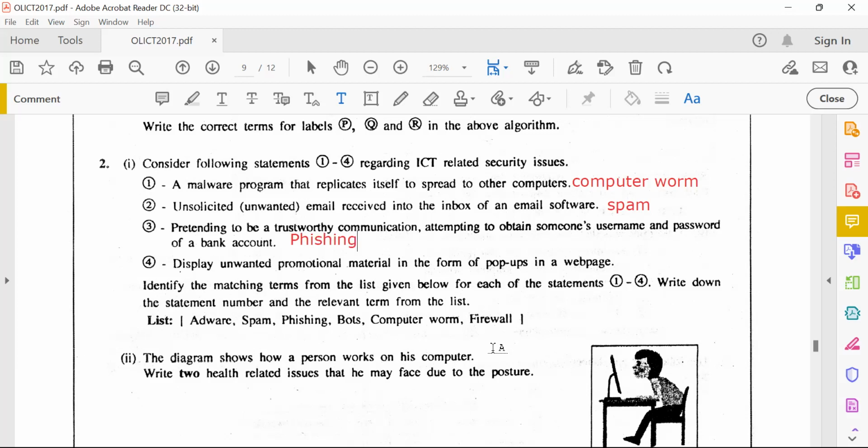Display unwanted promotional material in the form of pop-ups. Sometimes when you visit some web page, after that, whenever you try to access the internet, you are getting a lot of advertisements. Very annoying. So fourth one, we call it just adware. Right. Okay.